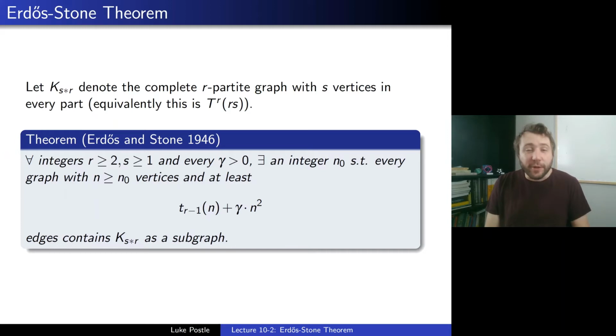So if you fix your r, you fix your s, and you fix gamma, then as long as n is large enough with respect to those. So basically, asymptotically, this tells you the Turan number of these blow-ups is asymptotically the same as just for K_r. And actually, it tells you more than that, if you think about it.